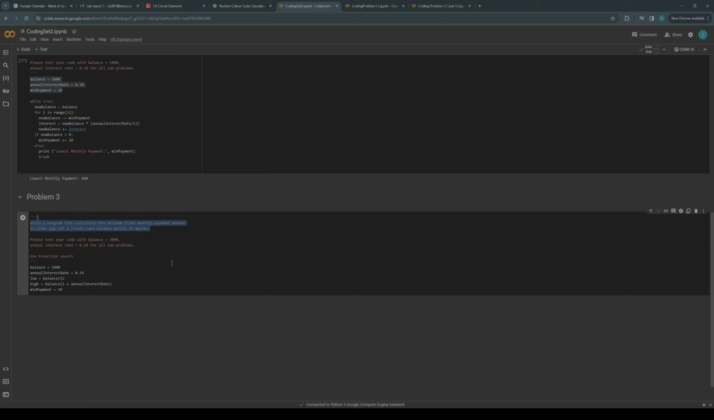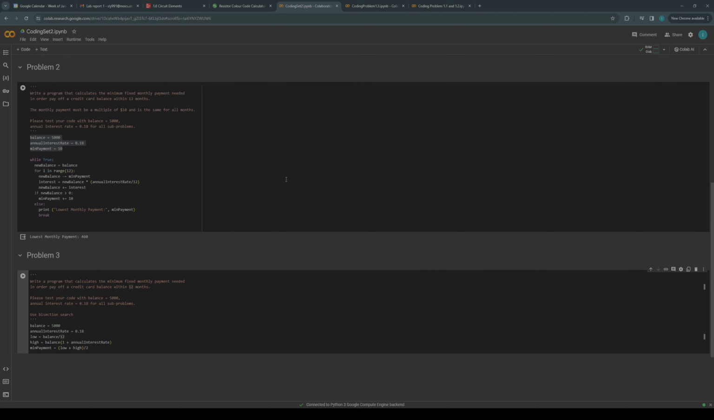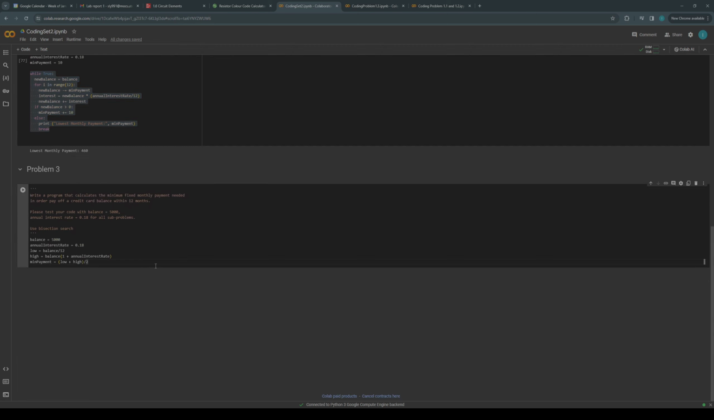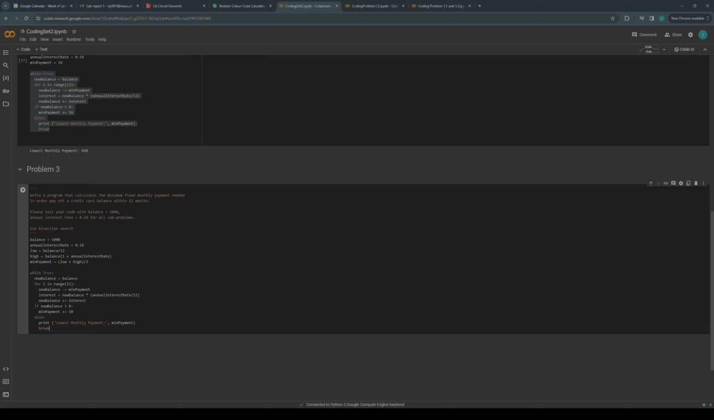And then our payment, like I said, we're squeezing, so it's just going to be low plus high divided by 2. So somewhere in the middle, we're squeezing in to find what our actual monthly payment is going to be. So really, I'm going to copy and paste a lot of this code because it's decent. I'll copy and paste all of it, but we're not going to need all of it.